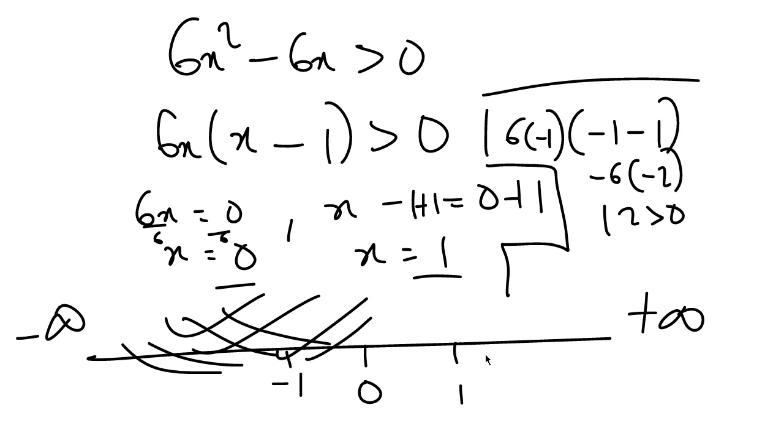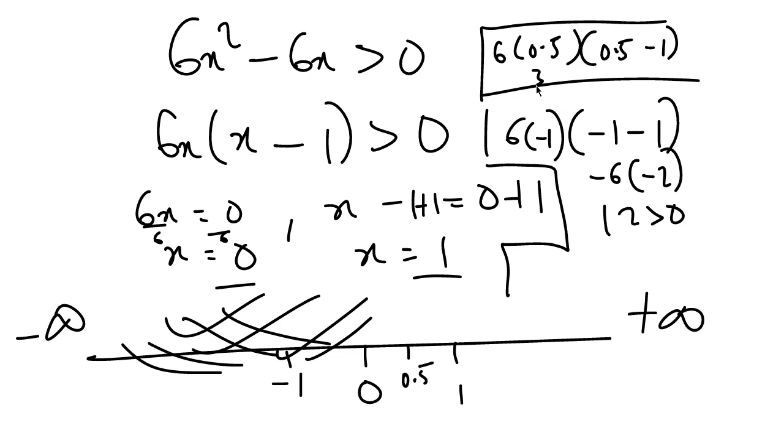Positive 12 is greater than 0, so we can see that this region is okay. Then test for any value in between 0 and 1, for example, we use 0.5. If you substitute 0.5 in this function, what are you going to have? 6 times 0.5 times 0.5 minus 1, and 6 times 0.5 is 3. 0.5 minus 1 is minus 0.5, and 3 times minus 0.5 is negative 1.5, and negative 1.5 is not greater than 0. So this region is wrong.